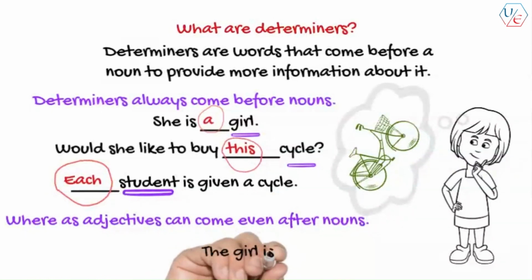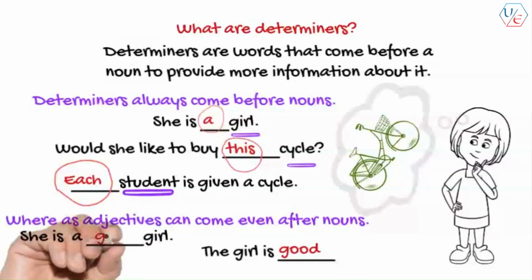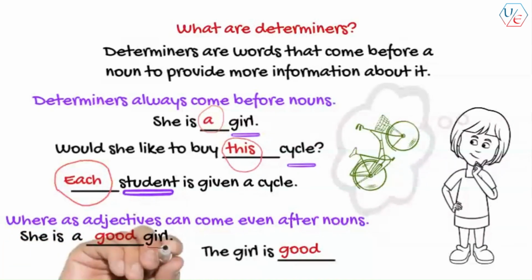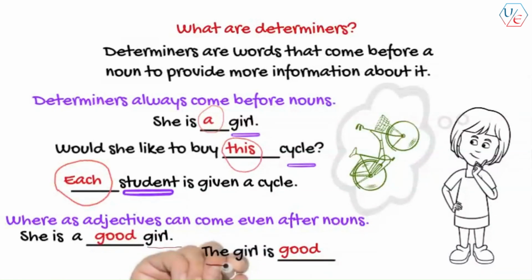Examples. The girl is good. She is a good girl. You can see the adjective good can appear before the noun as well as after the same noun, whereas a determiner can only appear before a noun.